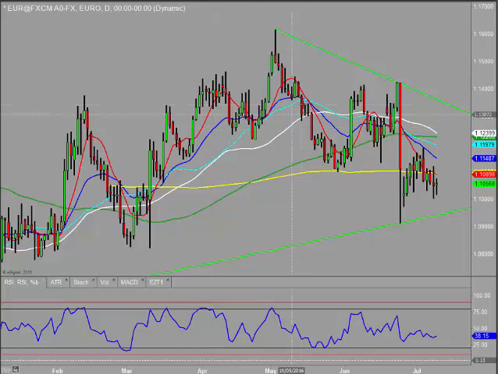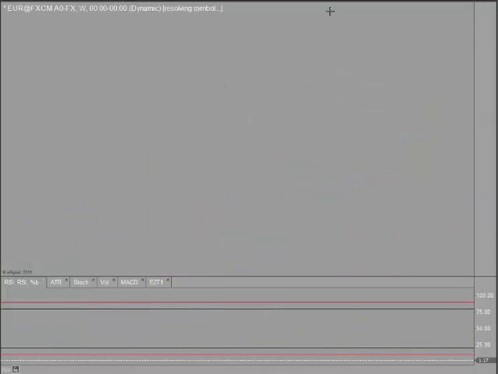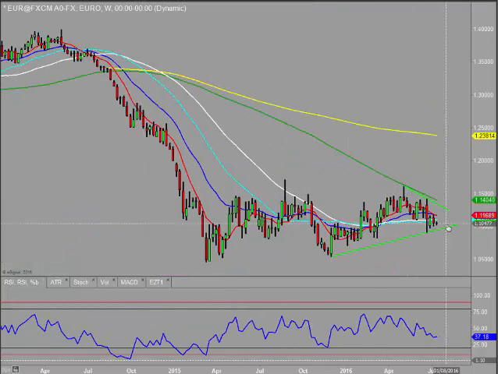Coming back to the picture here on the dailies, looking at daily again, it looks weak at the moment. If anything, this too could push back down. We are in this sort of wedge pattern. When you look back at this weekly, there's the wedge that's sitting there. We've got the weekly 100 above us as possibly the resistance level to be watching for.